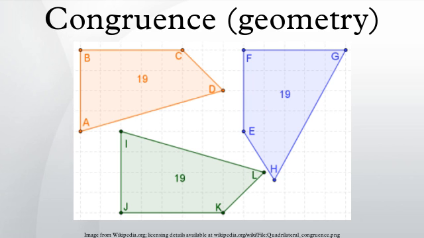A more formal definition: two subsets A and B of Euclidean space R^n are called congruent if there exists an isometry f: R^n to R^n with f(A) equals B. Congruence is an equivalence relation.